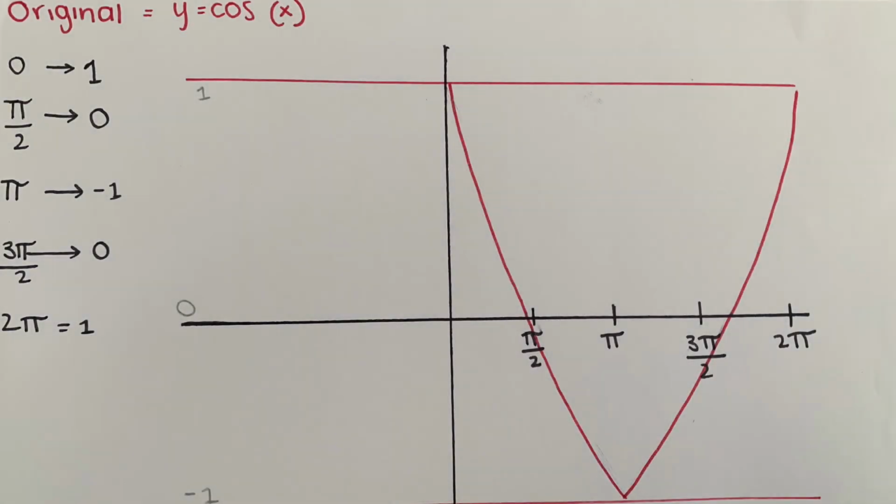First, we can see the minimum and maximum value of the function. In this case, the maximum value is 1 and the minimum value is -1. We can also identify the chart of the original function. When we see x, we have 0, pi over 2, pi, 3 pi over 2, and 2 pi. And when we see y, respectively, we have 1, 0, -1, 0, and 1.